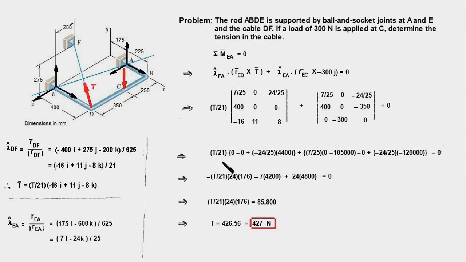and we get this equation. And notice here that there is only one unknown, that is T. And therefore it is going to be fairly easy to compute the value of T. So by simplifying this equation, we get T equal to 426.56 or 427 newtons. So that is our answer.